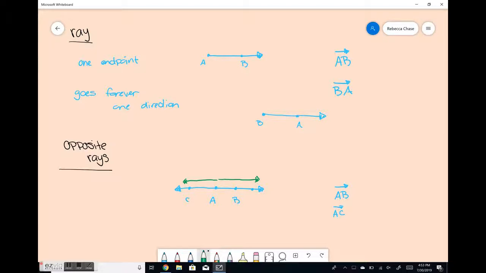So we look at the characteristics it has. Opposite rays have the same endpoint. That endpoint has to be the same, so these two letters right here have to be the same if you're talking about opposite rays. So it has the same endpoint, but it goes in opposite directions.